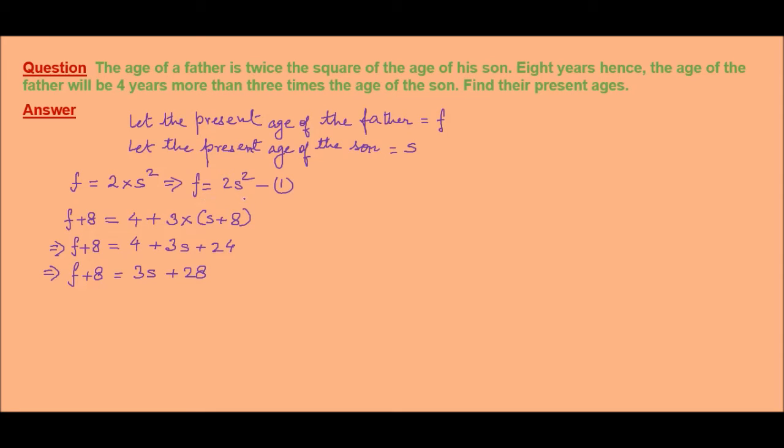So we will be taking 2S square, that is the value of F. We will be writing 2S square in place of F in this equation. So it is 2S square plus 8 is equal to 3S plus 28, from equation 1.